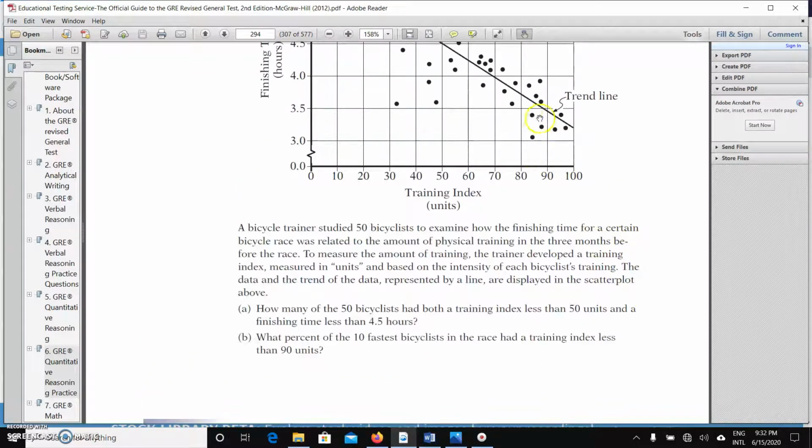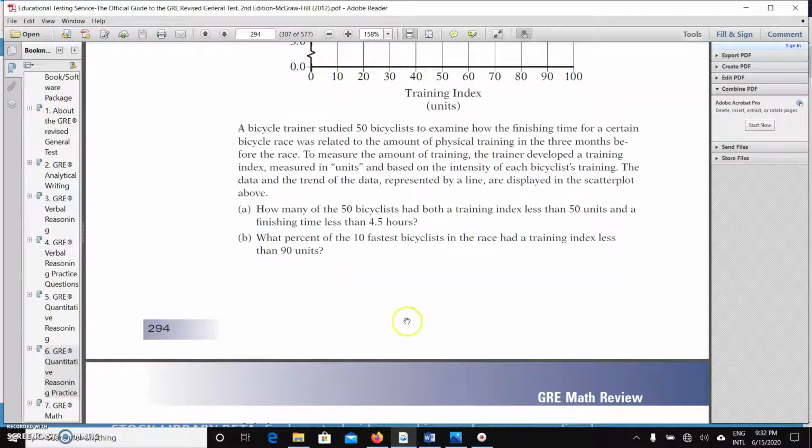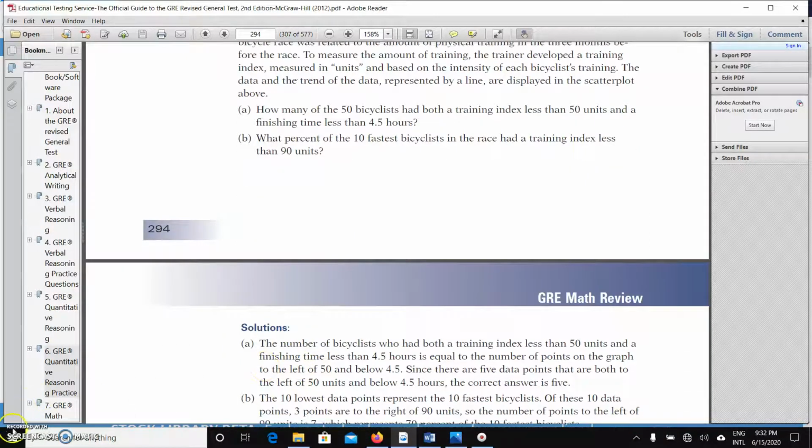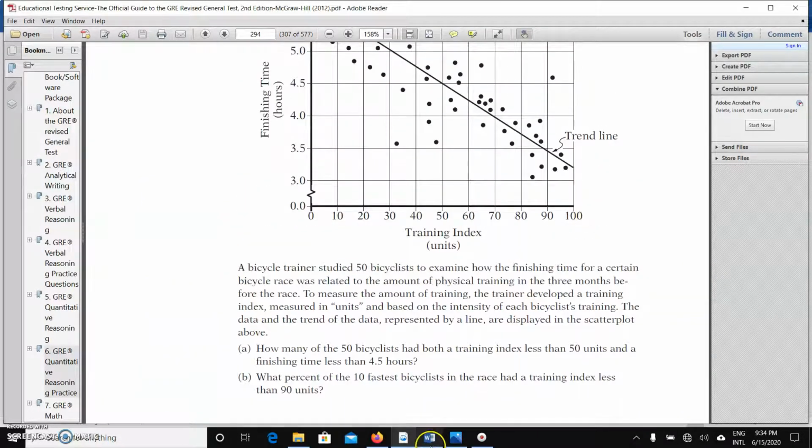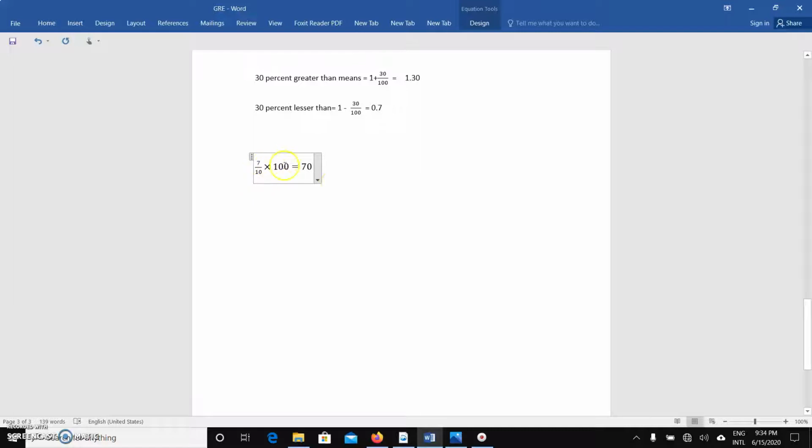Yeah, that will be 7. I just count 7: 1, 2, 3, 4, 5, 6, 7 over 10. So to calculate that and show that, it will be 7 over 10 times 1, that will be 70.